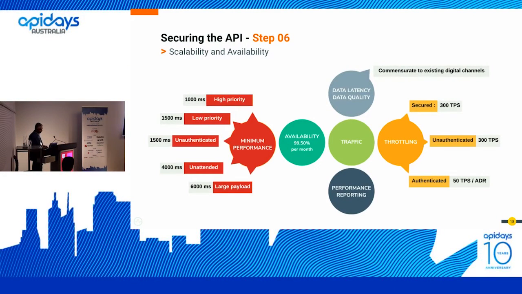And so when it comes to the Consumer Data Right, they have these definitions. There are minimum performance goals set. There is an availability target set, 99.5. And there are throttling limits defined for these APIs, both product APIs and consumer data APIs.